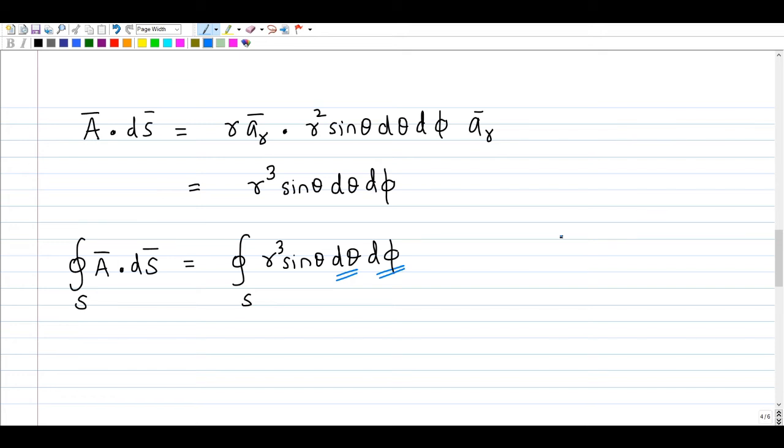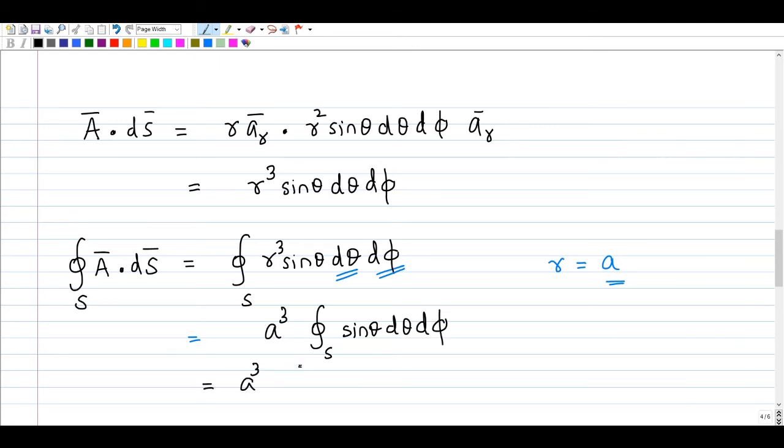It is the surface of a sphere. So the radius is constant and it is given as A. So you can substitute for R. R is equal to A, and A is a constant. You can bring it outside the integral. So it will become A cube multiplied by the surface integral sin theta d theta d phi.